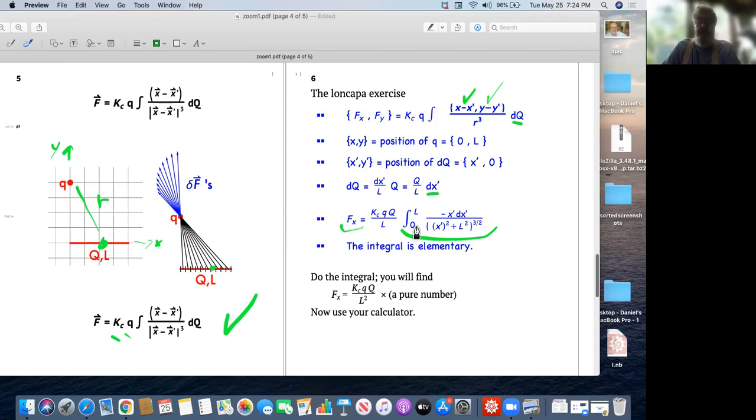Now, when you do that integral by any of the 3 methods that I described last week, what you'll find has this form. It'll be KQQ over L squared. Here's the KQQ, it's already there. Here's a 1 over L. Well, there'll be another 1 over L. And then what's left is a pure number, just a number with no units, no parameters, just a pure number.